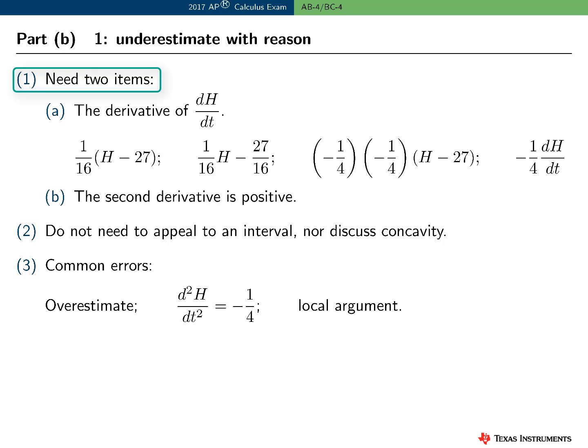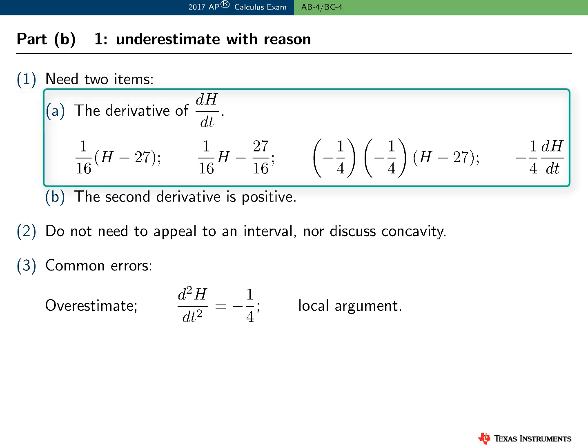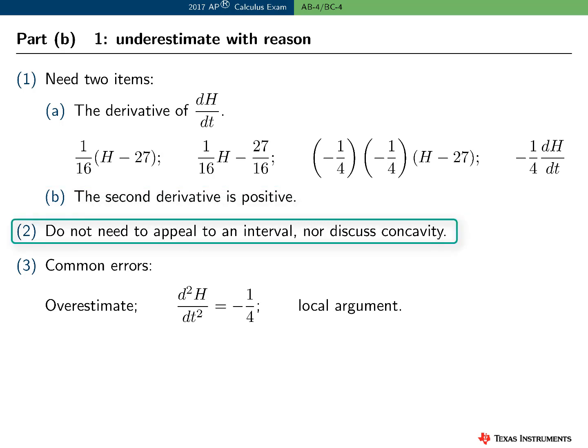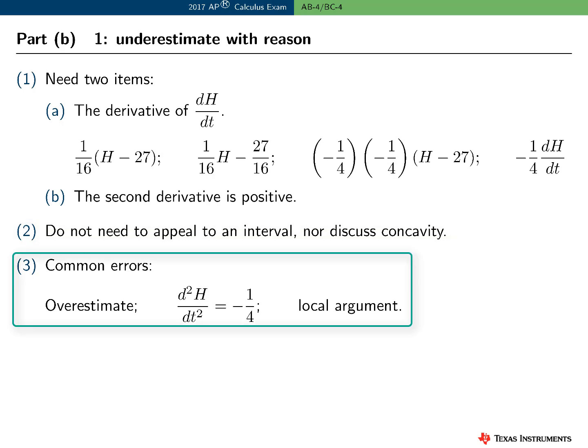Now the reason here required 2 items. The student had to present the derivative of dh dt, and here are some common expressions for this derivative. And the student needed to include a statement that this derivative is positive. The student did not need to appeal to a specific interval nor discuss concavity to earn this point. Some common errors here included, first, stating that the answer in Part A is an overestimate, or presenting an incorrect expression for the derivative of dh dt, or presenting a local argument concerning the sign of the derivative of dh dt.